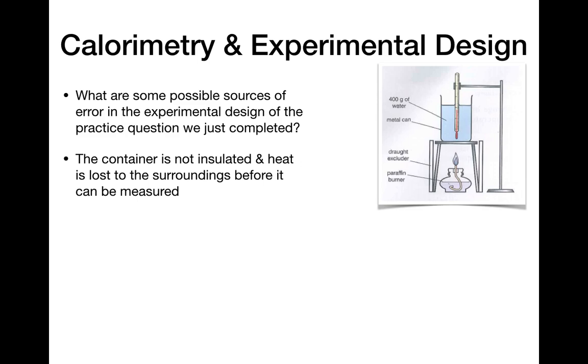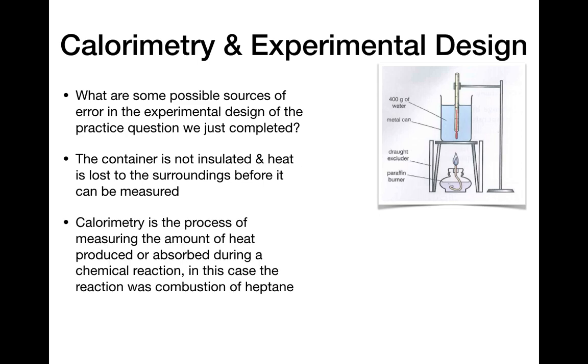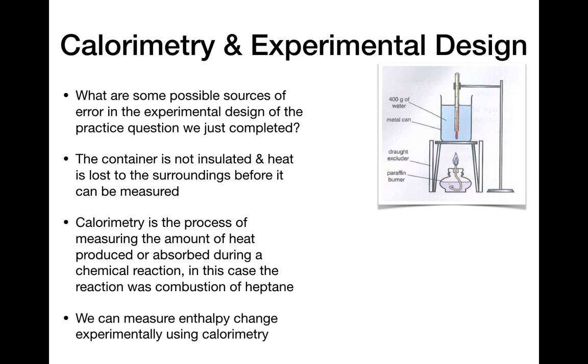The heat is not going to just be heating the water, it's going to be heating the surroundings as well. So in this particular image, they don't have any insulation around the metal can, and that's really not a well-designed experiment. Okay, so calorimetry in general is a process of measuring the amount of heat produced or absorbed during a chemical reaction. In this case, of course, the combustion of heptane was our reaction. And we can measure enthalpy change, or delta H, experimentally by using calorimetry. It's a good system of experiments to do to measure this.